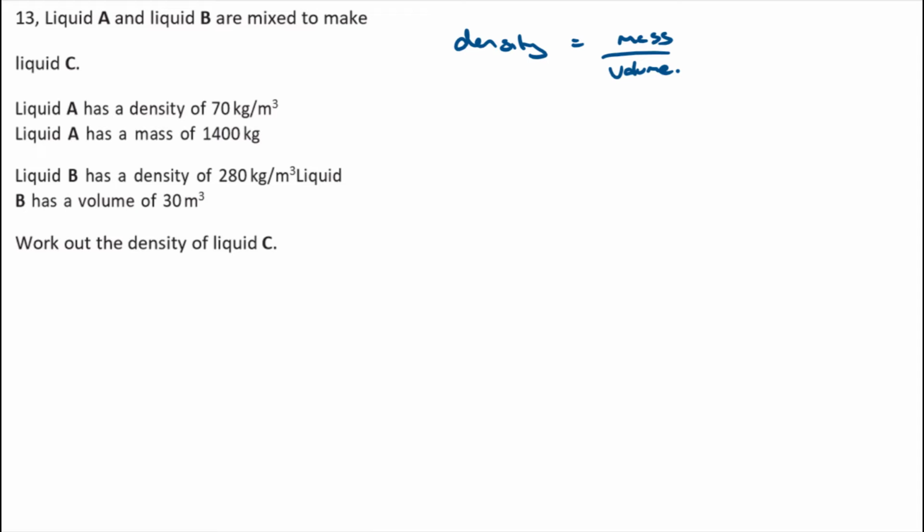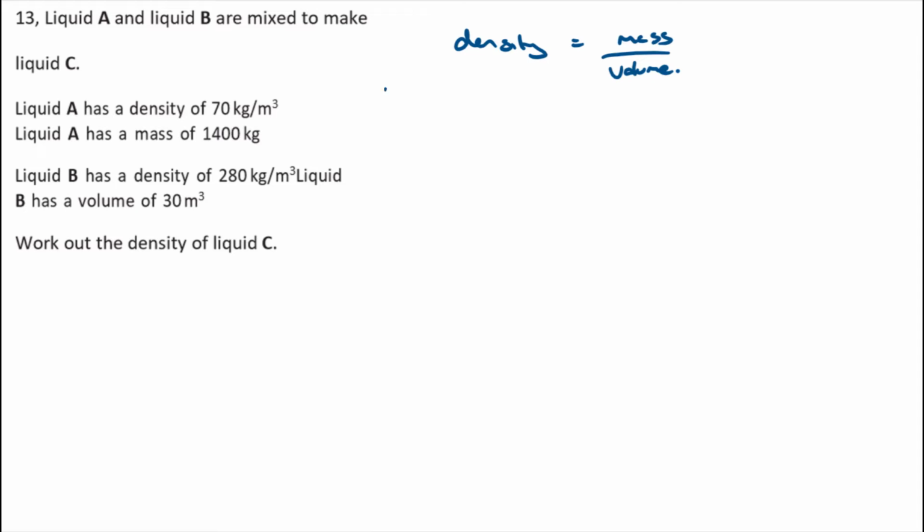Now, unfortunately, we don't have all those things, do we? We've got the mass for liquid A, we don't have the volume. We've got the volume of liquid B, we don't have the mass. But we do have the density of both liquid A and B. So we're going to have to use this density formula rearranged first to find the missing thing, then add them together and then work out the new density. Let's have a look at liquid A first.